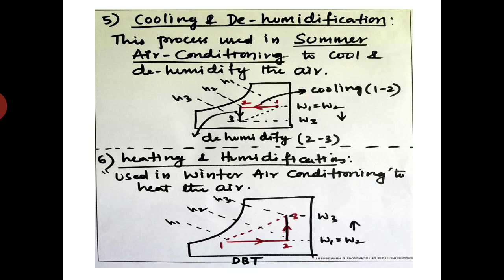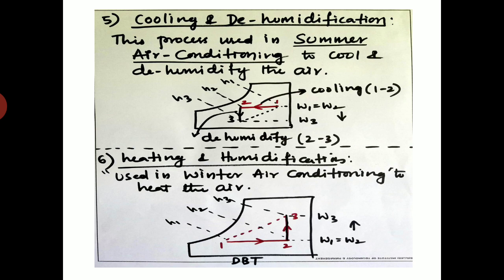The next process talks about cooling and dehumidification. This process is used in the summer air conditioning system to cool and dehumidify the air. First, the red color line is the cooling process. Then the black color line 2 to 3 indicates dehumidification. Either you can dehumidify first or you can do cooling first. That is exactly cooling and dehumidification.